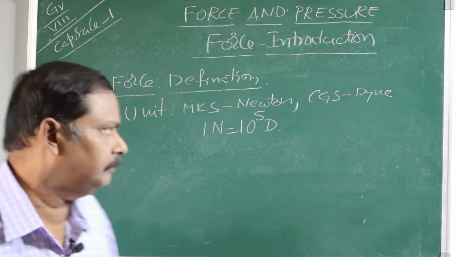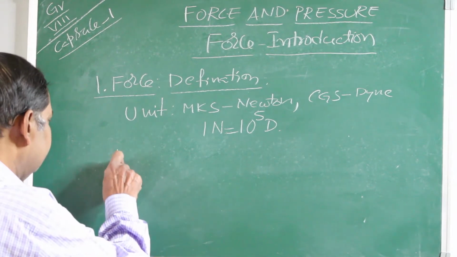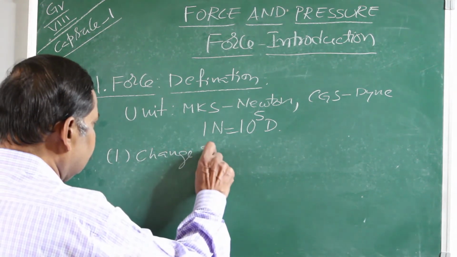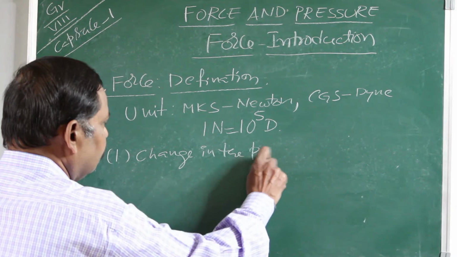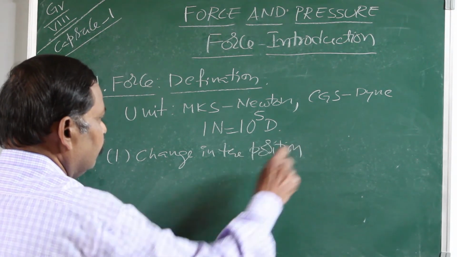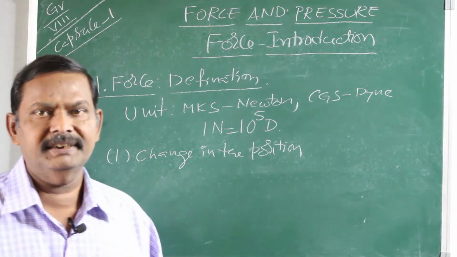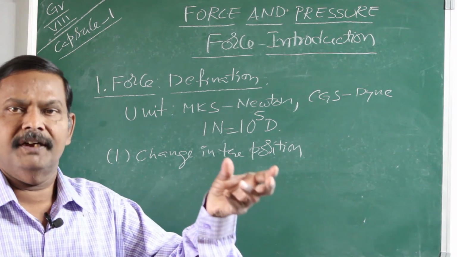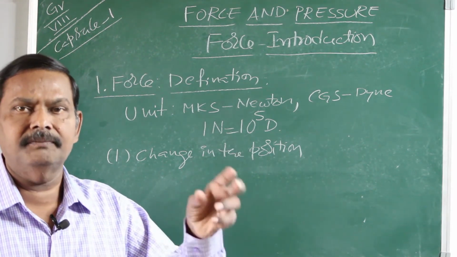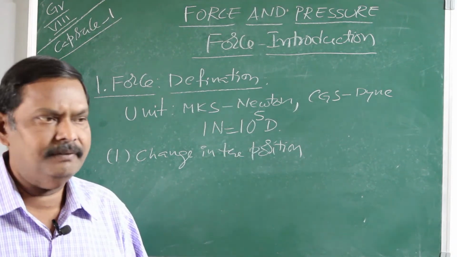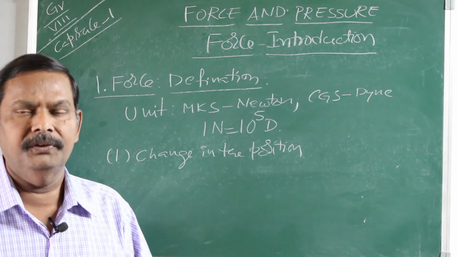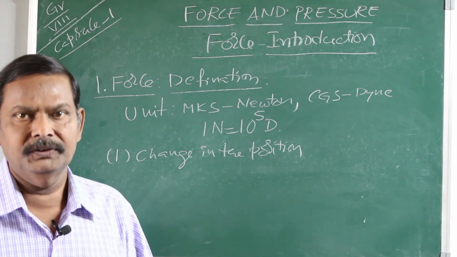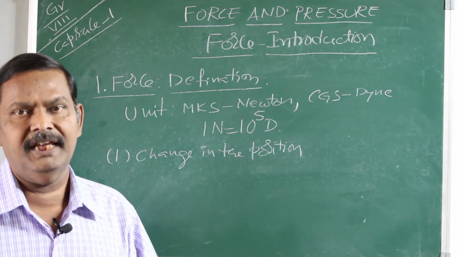First in the list is change in the position. When a force is applied on an object, the force may cause some change in the position of the object. For example, if you apply some force on a chair or small desk, you can find some change in its position. So force can change the position of the object. So change in the position is the first effect of force.